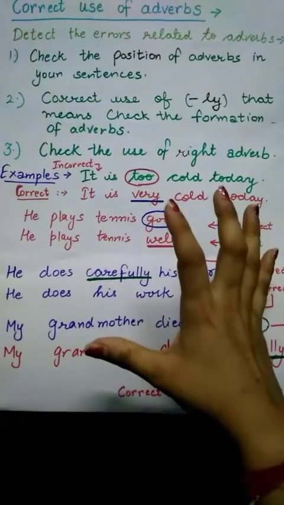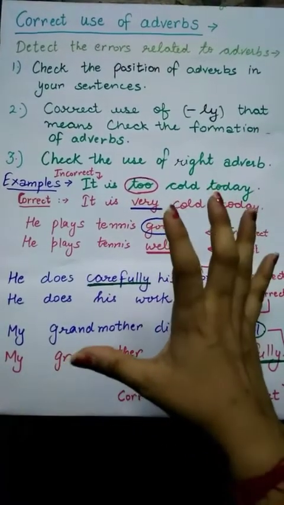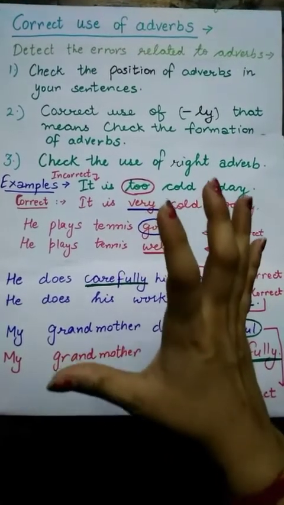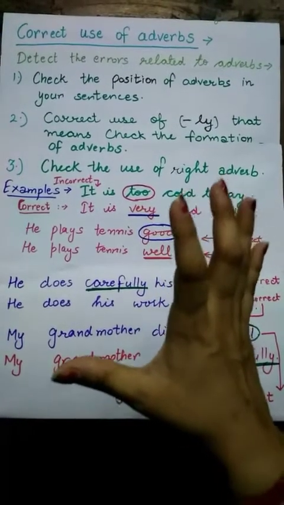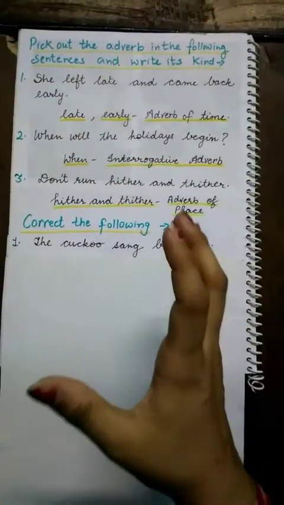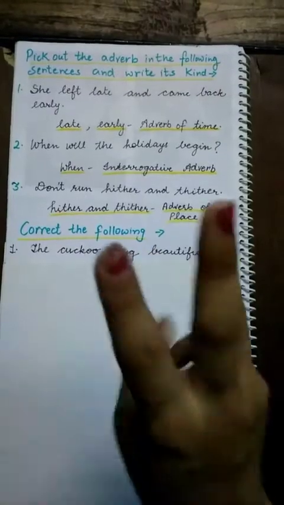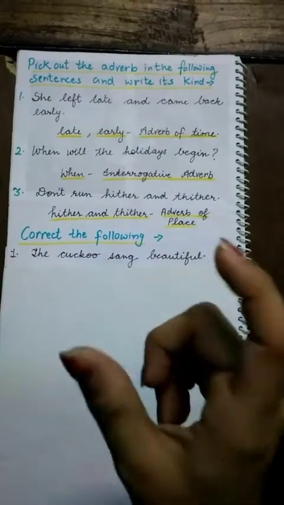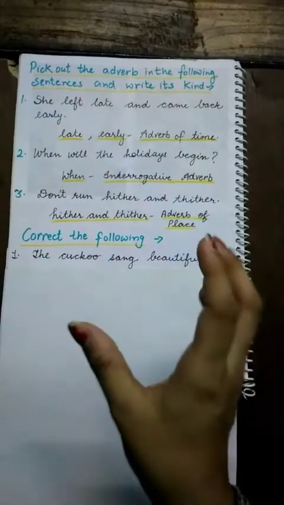So these are the sentences related to this topic which are given in your book. I think now you all have understood how the mistakes related to adverbs are rectified and corrected, and I hope that you can solve all the worksheets related to this topic by following these 3 simple steps that I have discussed with you. Now let's discuss a few sentences related to the correct use of adverbs. Now while correcting errors, you will keep 3 things in mind. Number 1, you will check the position of adverb. Number 2, you will check the use of ly with the adverb. Number 3, you will check the use of the right adverb.